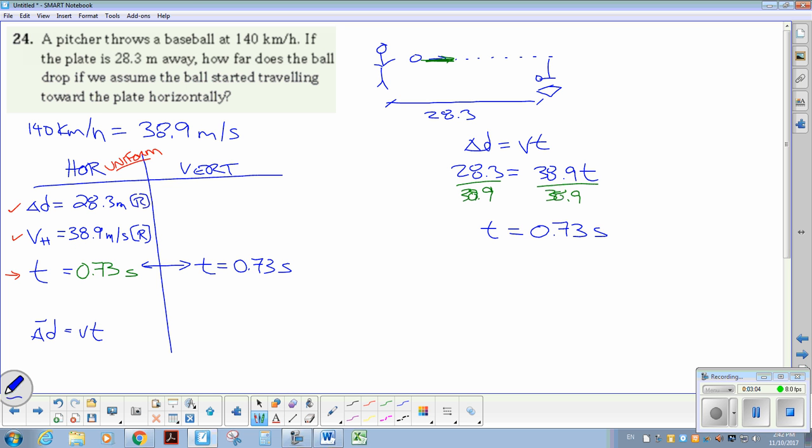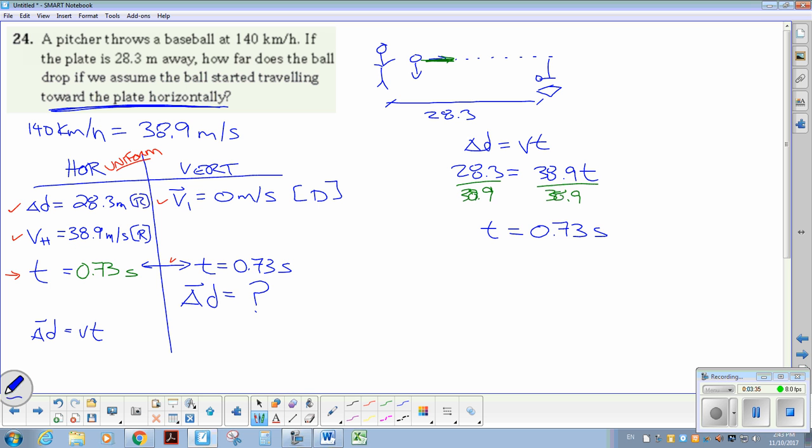Now we have to read into this question. There's some information that's provided, but they just don't come out and say it. Because it started toward the plate horizontally, that means that there was no vertical motion at all at the point of launch. So that tells me that my v1 is 0 meters per second. And I'll say down, not that it matters. So now I have 2 pieces of information. I need 3 because I am looking for delta d. That's my unknown here. This is what the question wants.